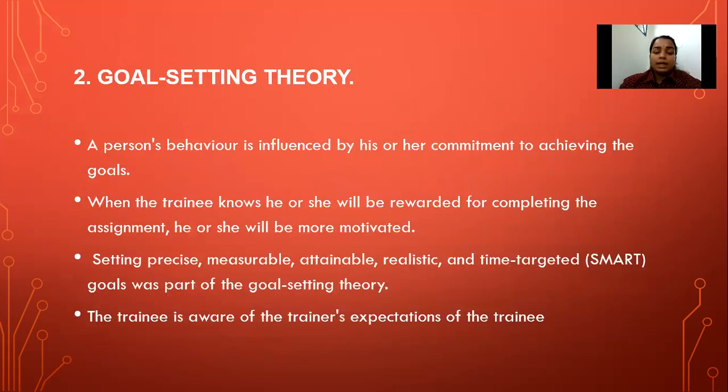The second theory is goal setting theory, where a person's behavior is influenced by his or her commitment to achieve their goals. When the trainee knows he or she will be rewarded for completing the assignment, he or she will be more motivated. Setting specific, measurable, attainable, realistic, and time-targeted goals, which is SMART goals, is part of goal-setting theory. The trainee is aware of the trainer's expectations of the trainee.